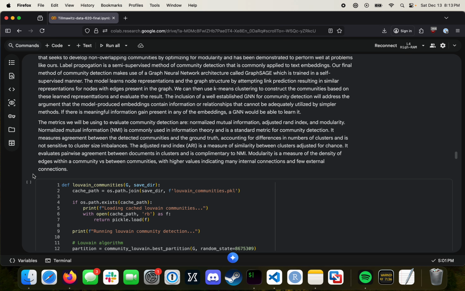The adjusted RAND index is a complementary metric, which measures pairwise agreement between documents, and is a measure of how documents from similar news groups are clustered together. And lastly, we'll be using modularity, which is a measure of the density of edges within a community versus between communities, and indicates that communities are well separated in the graph topology.